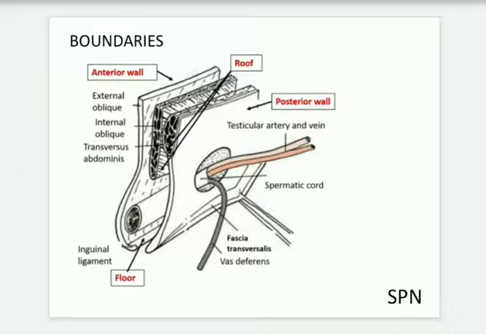And the boundaries: your anterior wall basically has skin, superficial fascia, and also external oblique and internal oblique muscles. Your posterior wall shows fascia transversalis, extraperitoneal tissue, parietal peritoneum, conjoint tendon and reflected part of the inguinal ligament. Your roof of the inguinal canal shows internal oblique and transversus abdominis muscles, and the floor is the inguinal ligament and lacunar ligament.